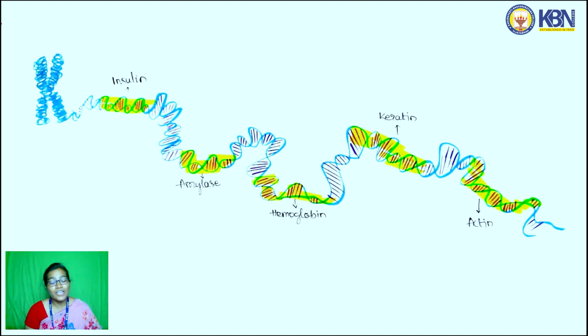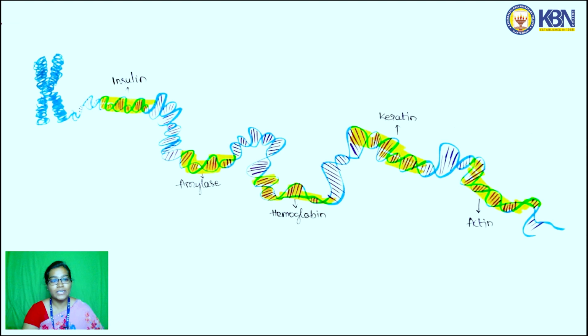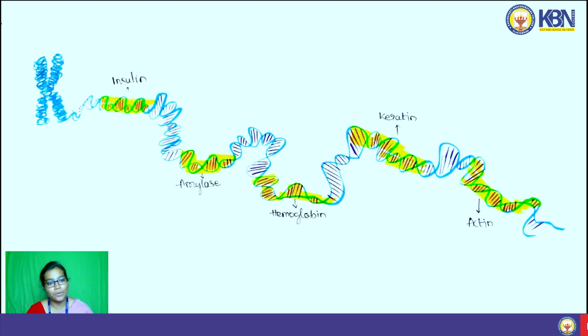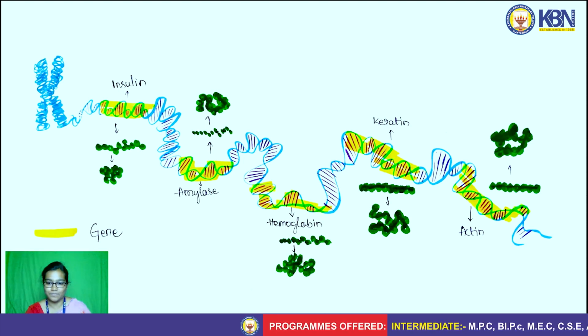Yes. Whenever there is a need of a particular protein, what happens is a gene is activated. Yes. Here we have a gene. A gene is activated whenever the body needs protein. And what happens? The gene is decoded and the protein is made.